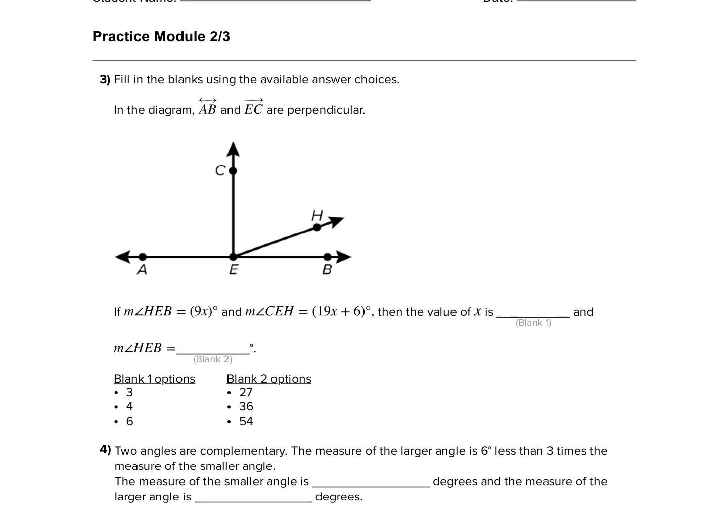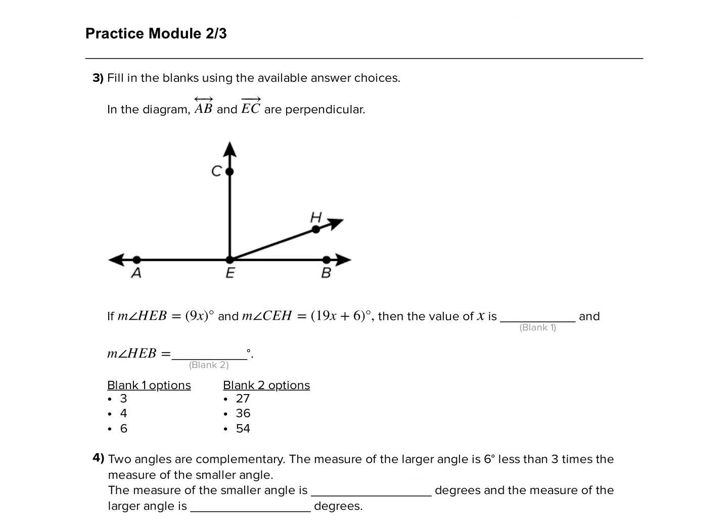Okay. Here, number 3. In the diagram, AB and EC are perpendicular, okay? Anytime you see perpendicular, that means perpendicular lines form a right angle. So that means this is 90 degrees, and because there's 180 degrees in a line, when I subtract 90, I do get 90. So both angles, when CE and AB come together, form two 90-degree angles.